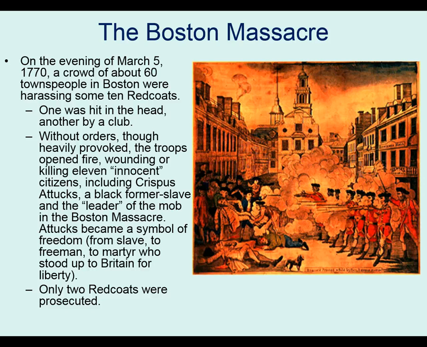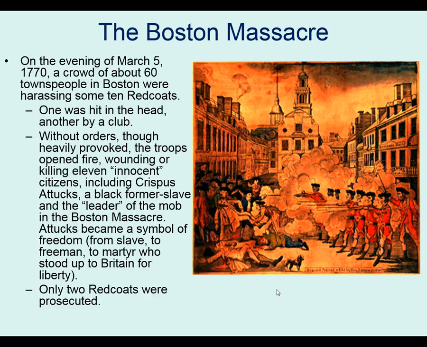Okay, the Boston Massacre. I have this painting hanging in my classroom behind my desk, which is Paul Revere's imprint. And there's two different sides based on this. Obviously, like it says up there, on the evening of March 5th, 1770, a crowd of about 60 townspeople in Boston were harassing some 10 redcoats. So it's not as one-sided as Paul Revere's imprint declares.